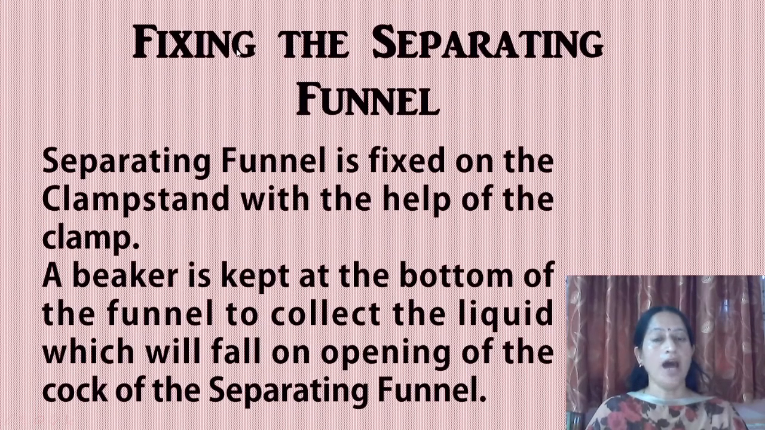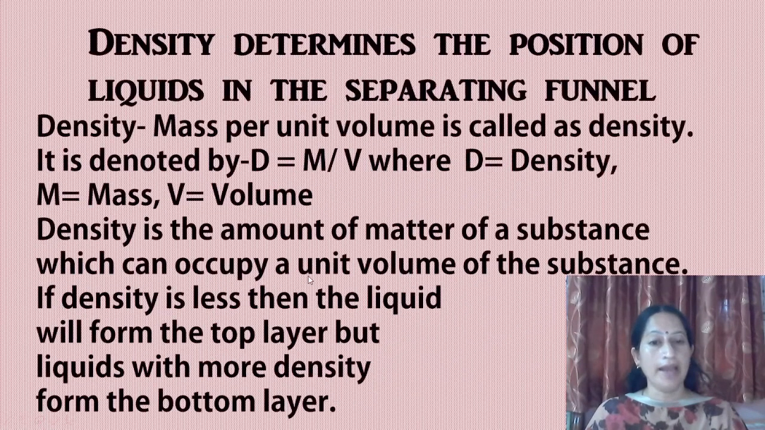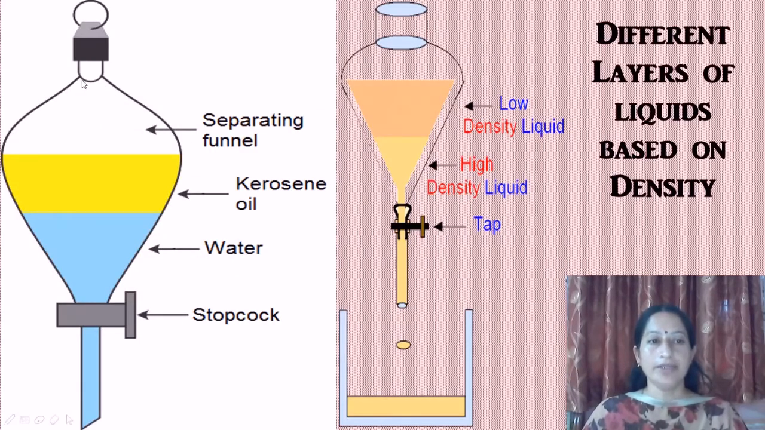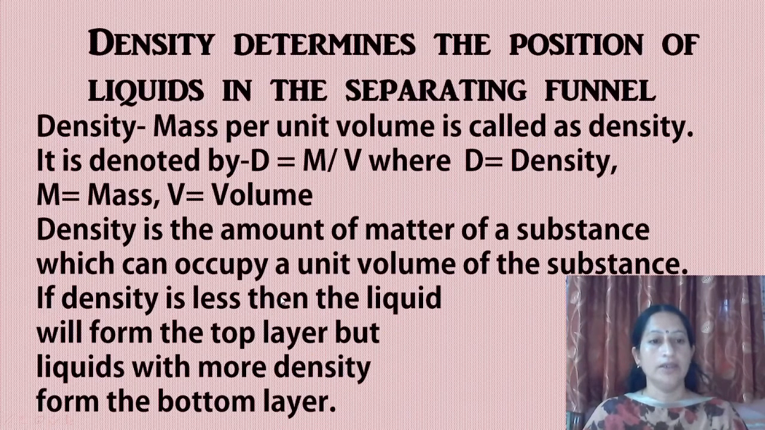Now let's see how we fix the separating funnel. The separating funnel is fixed on the clamp stand with the help of the clamp. Ma'am had shown you the clamp stand with the clamp. So this is the clamp and this is the clamp stand. So the separating funnel is kept either here or here, or in this clamp stand it will be fixed here from its neck region. That means from this region we will fix this separating funnel to the clamp stand.